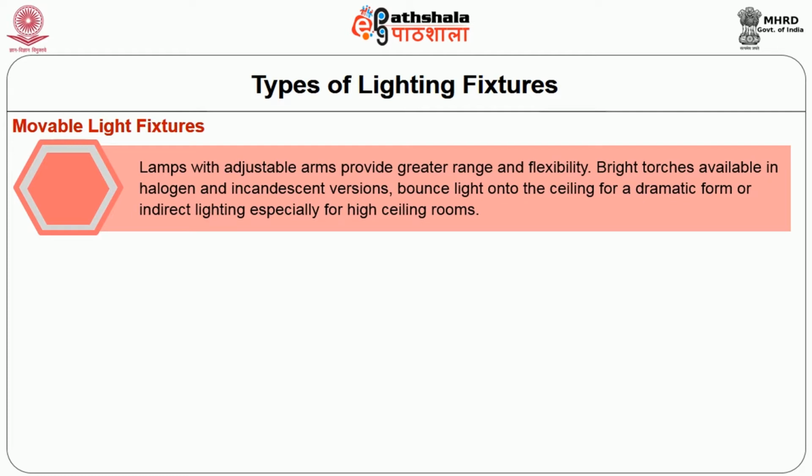Torchieres, available in halogen and incandescent versions, bounce light onto the ceiling for a dramatic form of indirect lighting, especially for high ceiling rooms.